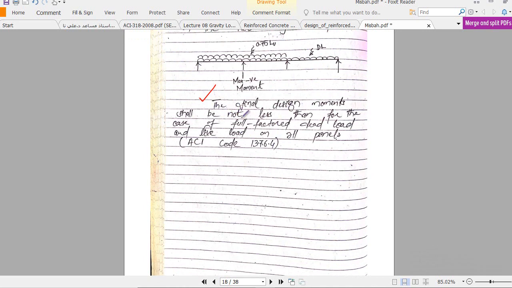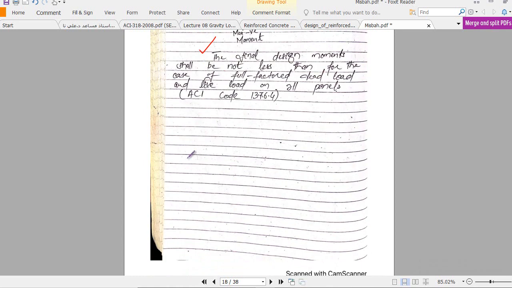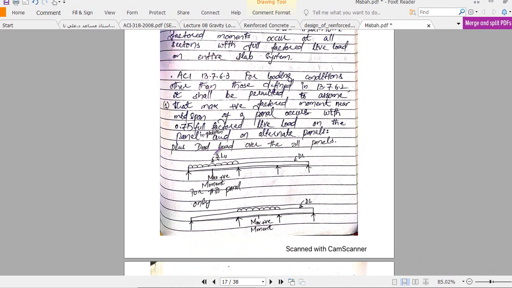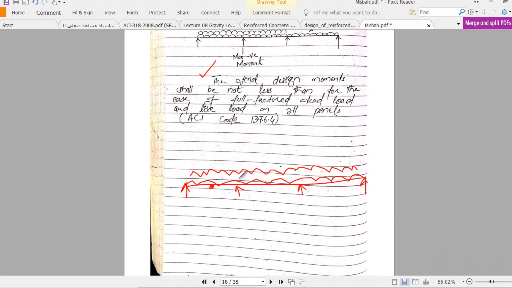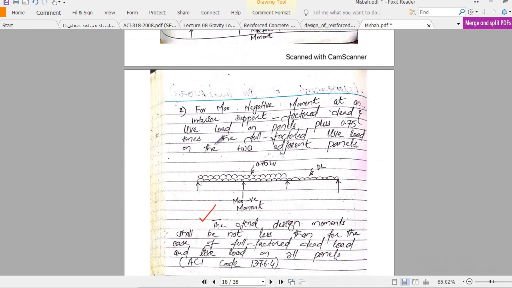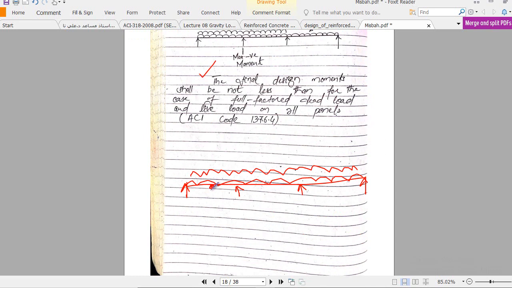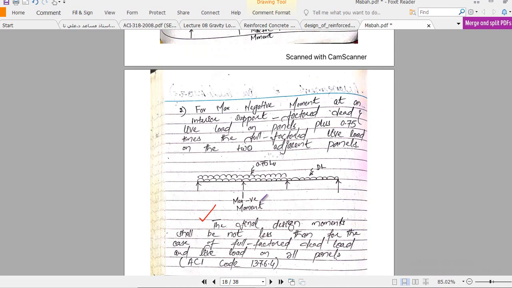Okay, the final design moment shall be not less than for the case of full factored dead load and live load on all panels. Okay, this means that let's say for example you have a beam, and it is loaded with full dead load and full factored live load. Now the moment which you got here, let's say this is positive, this moment and this moment, so you have to compare this moment which you got for this live load pattern. This moment should be compared with this type of loading, and if this one is less than that one, then that moment will be taken. If this moment is less than the moment in this case, then you have to consider this moment and ignore this one. Similarly for this case and similarly for this case.